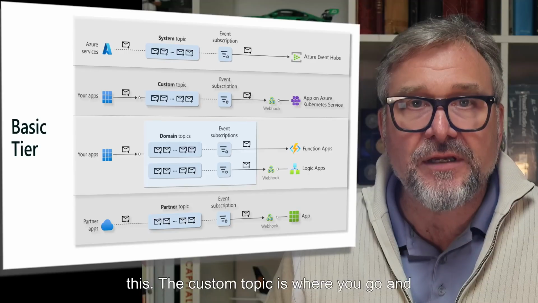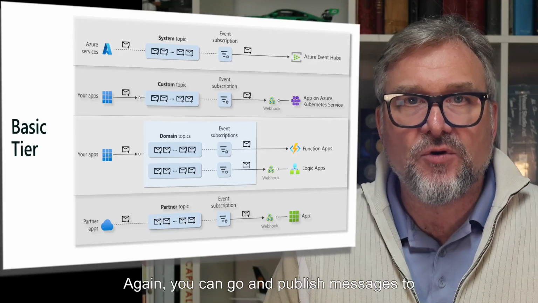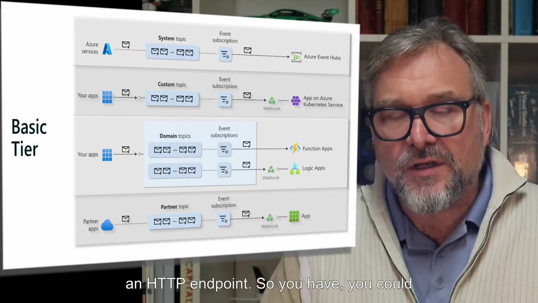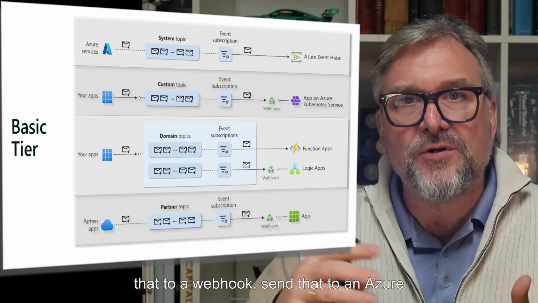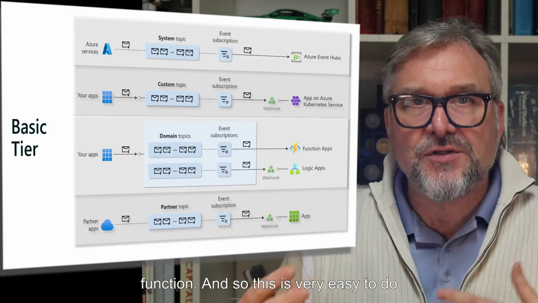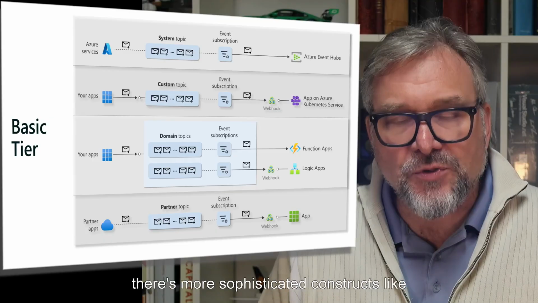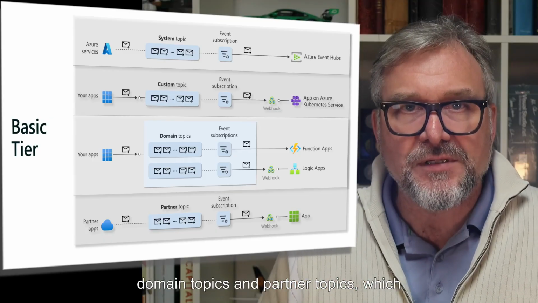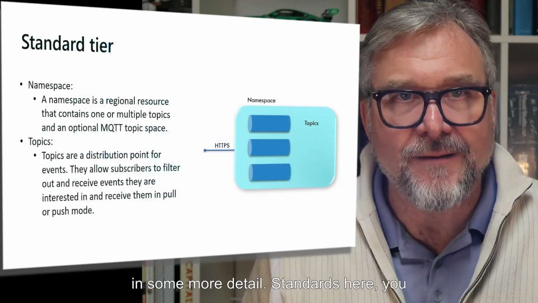The custom topic is where you go and create one of those topics yourself. Again, you can go and publish messages to an HTTP endpoint. So you can subscribe, and then you can go and send that to a webhook, send that to an Azure function. And so this is very easy to do publish subscribe on this. And then there's more sophisticated constructs like domain topics and partner topics, which I'm going to explain in a future episode in some more detail.